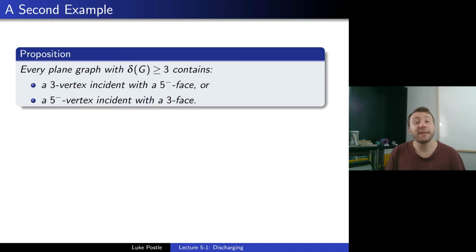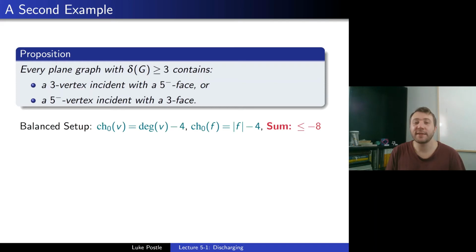So what setup should we use? What set of charges? Well, you might see that the statement is very symmetric between vertices and faces, so a balanced setup should be a good approach. So we'll do charge 0 of v being degree of v minus 4. The same for faces, it's f minus 4, and the sum's at most negative 8.